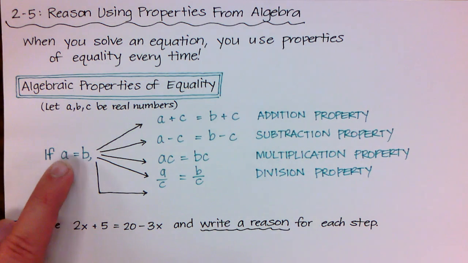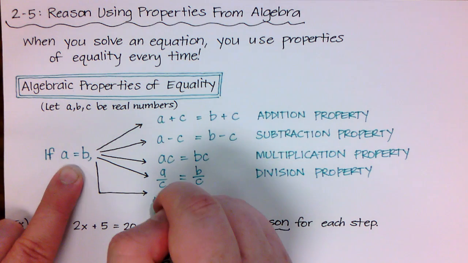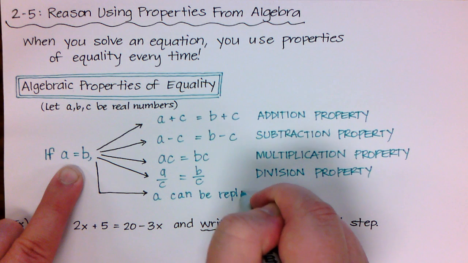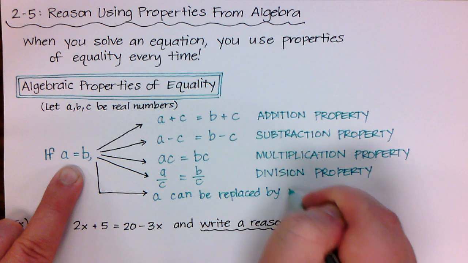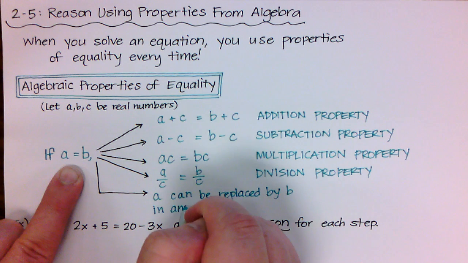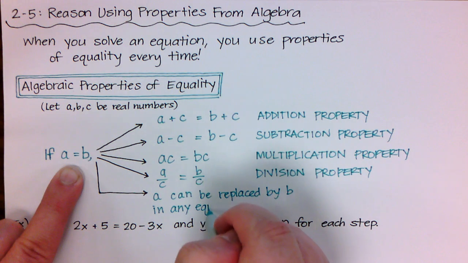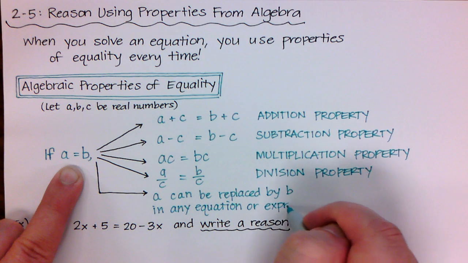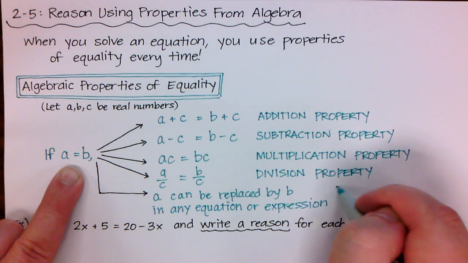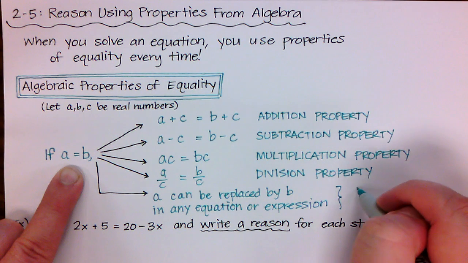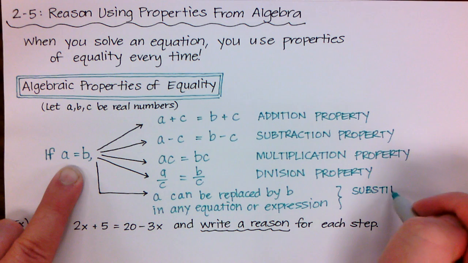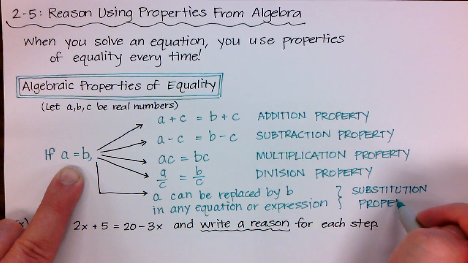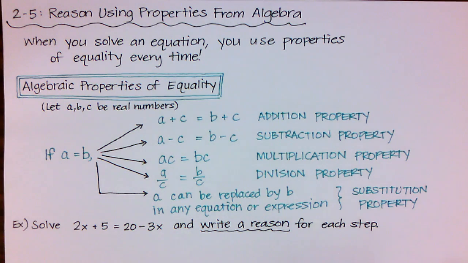And finally, if A is equal to B, then A can be replaced by B in any equation or expression. This is known as the substitution property. Okay, so we're going to start out with these 5 properties.